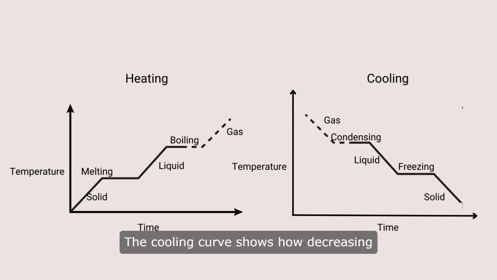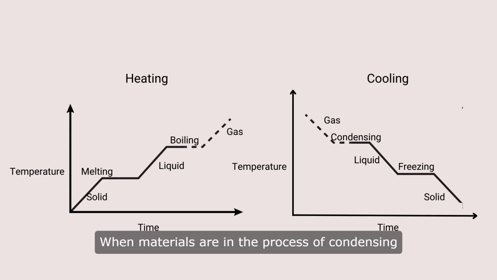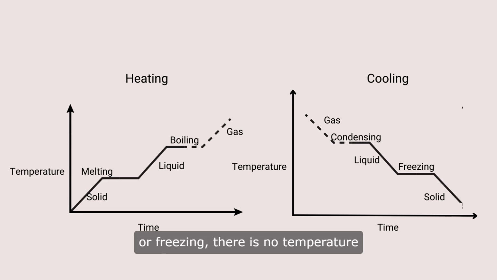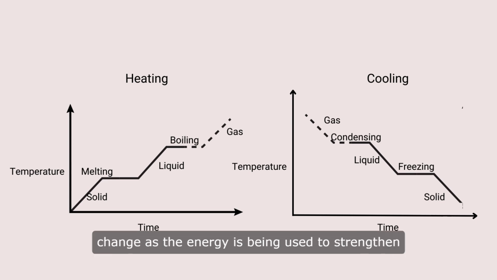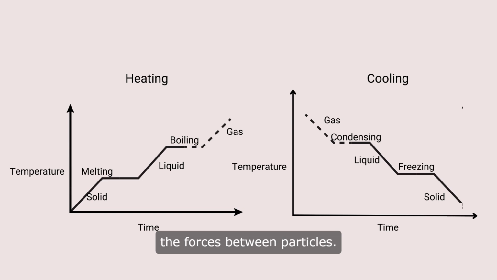The cooling curve shows how decreasing heat affects the state of a substance. When materials are in the process of condensing or freezing, there is no temperature change as the energy is being used to strengthen the forces between particles.